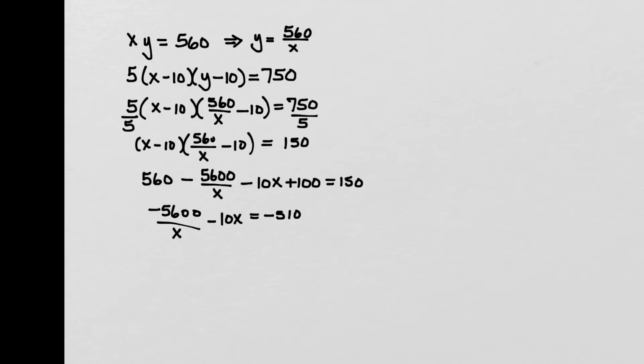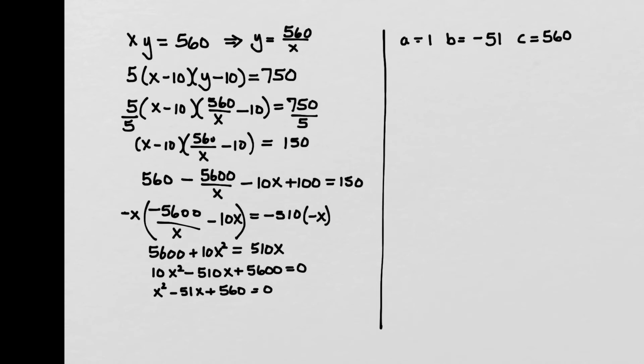And I'm going to multiply both sides by a negative x. I want to get the x out of the denominator, and since all the terms are negative, multiplying by a negative is going to turn all the terms positive, which is easier to work with. So then I have 5600 plus 10x squared equals 510x. And now I have a quadratic equation to solve, and I can do that using the quadratic formula, and I'll start by getting my terms all together and dividing by 10, since everything's easily divisible by 10.